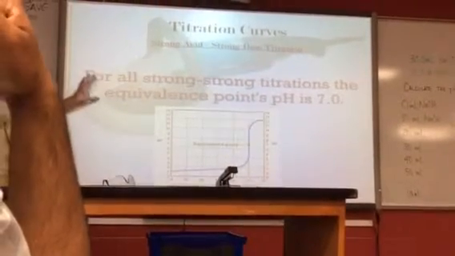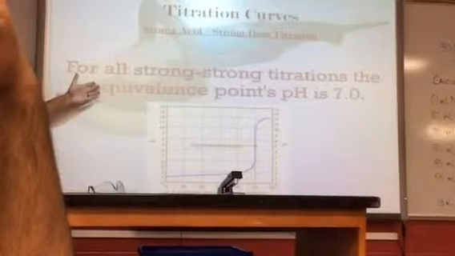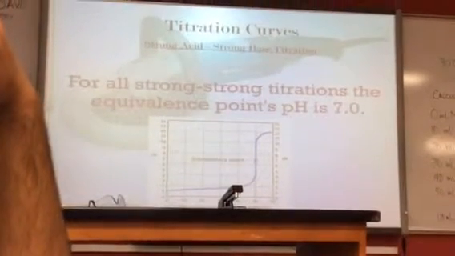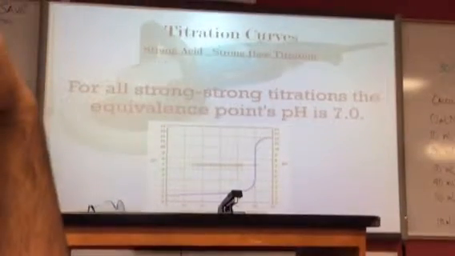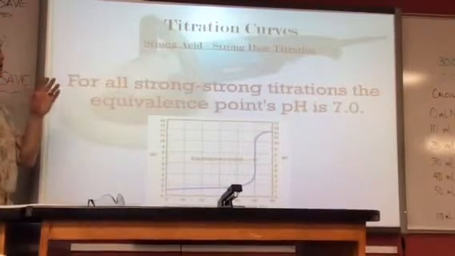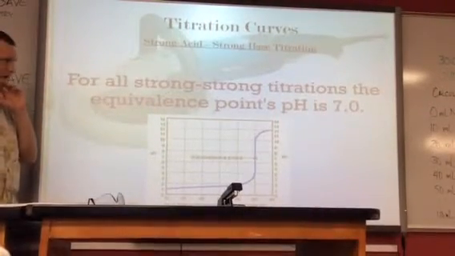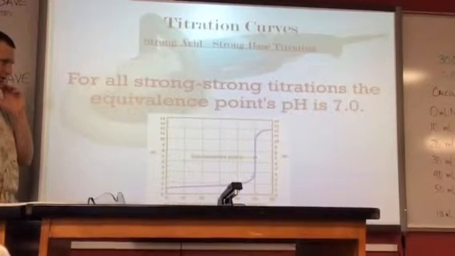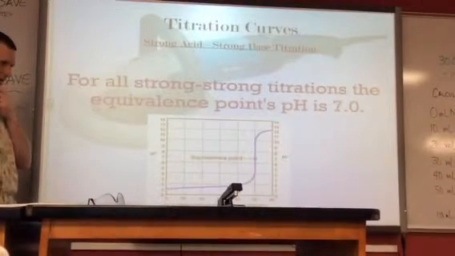So, I don't know if you would want to write this down. This is really what you want to take away from it. If you have a strong titration, the pH of the equivalence point is 7. That probably is worth writing down because you're going to have to be interpreting graphs of titrations as we move on.